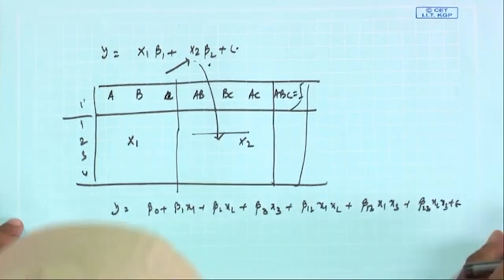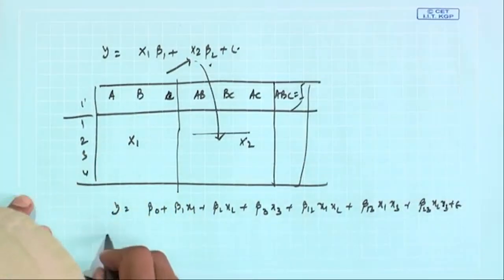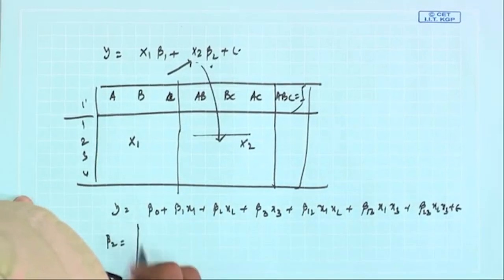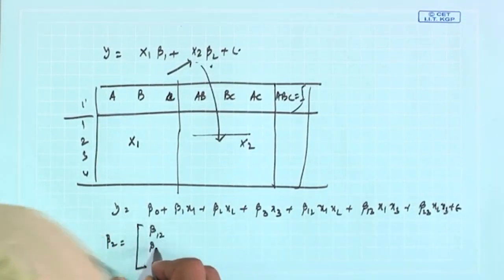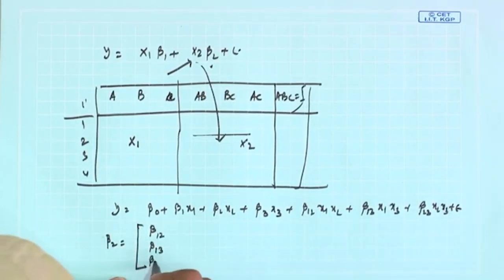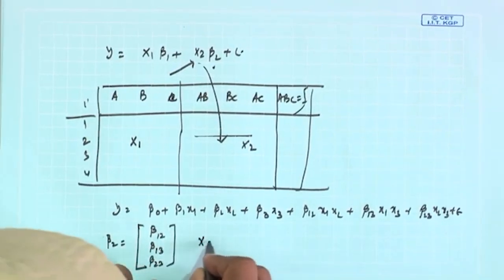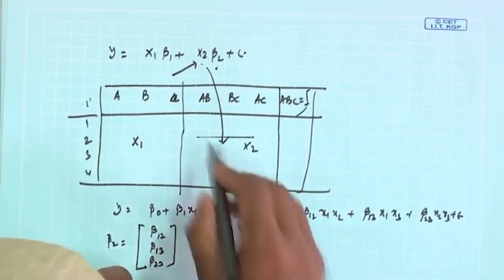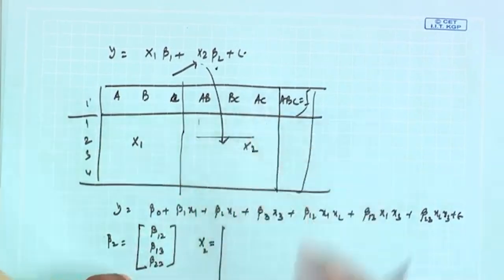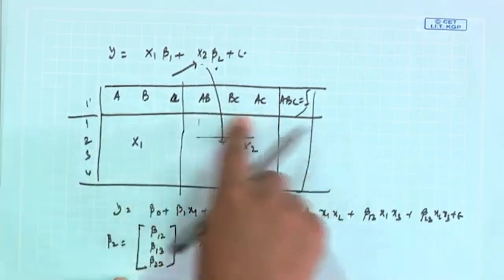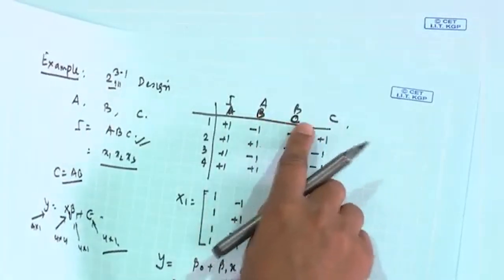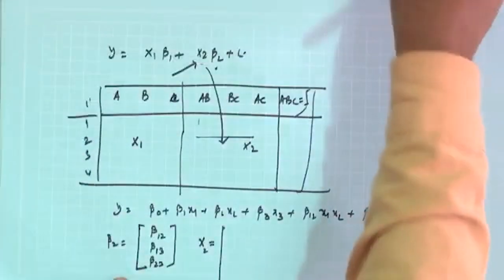So, suppose this is our full model. Under such a situation, what will happen to beta 2? Beta 2 is your beta 12, beta 13 and beta 23. What about X2? X2 is this 3 by 4 matrix. So, you know A, B, C is known; AB, BC, all those things can be found out accordingly.